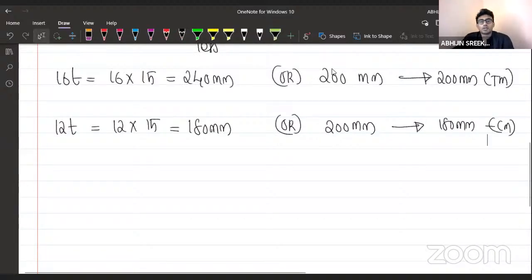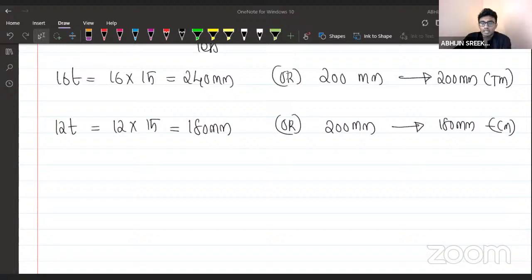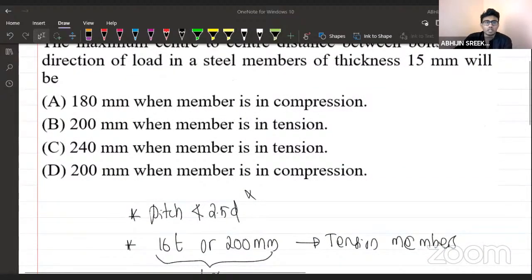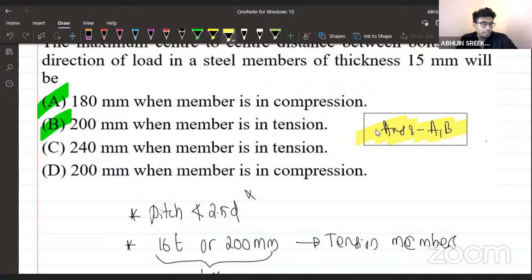So what will be your answer? Our answer will be 200 mm for tension member, sorry, 200 mm for tension member and 180 mm when the member is in compression. So the answer here will be A and B. Such kind of questions can also be expected.